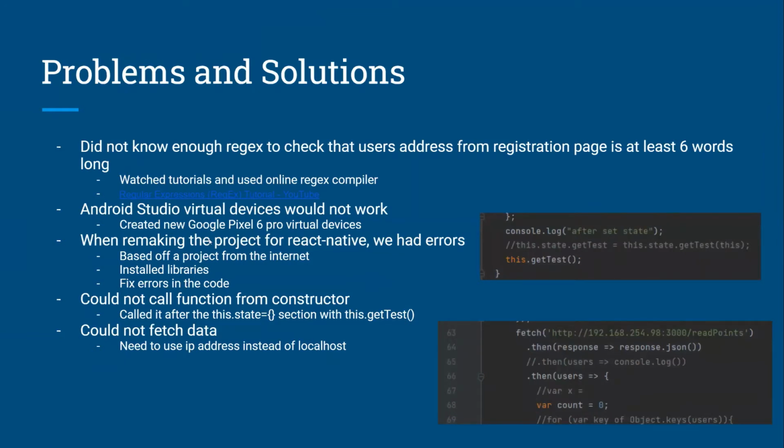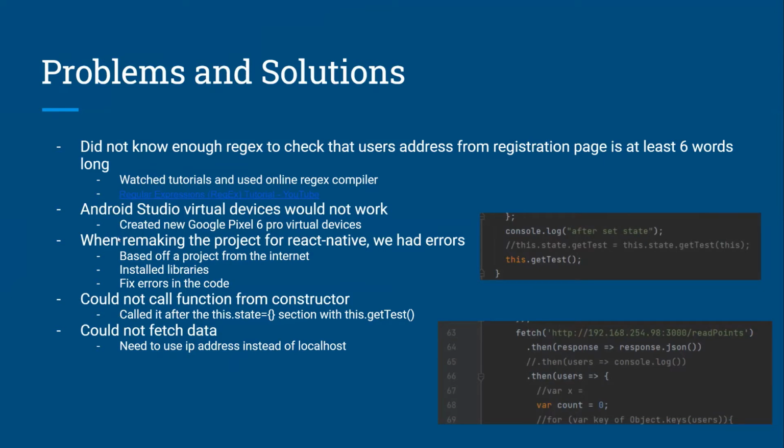These are our problems and solutions. All except for this first one were carried over from the last mid-sprint. So this newest one is that we didn't know the regex to check that the user's address on the registration page was at least 6 words. So we just used some tutorials and used an online regex compiler to get the right one.